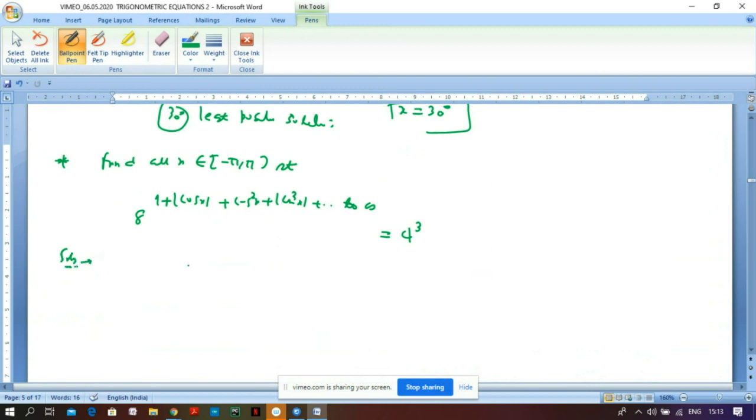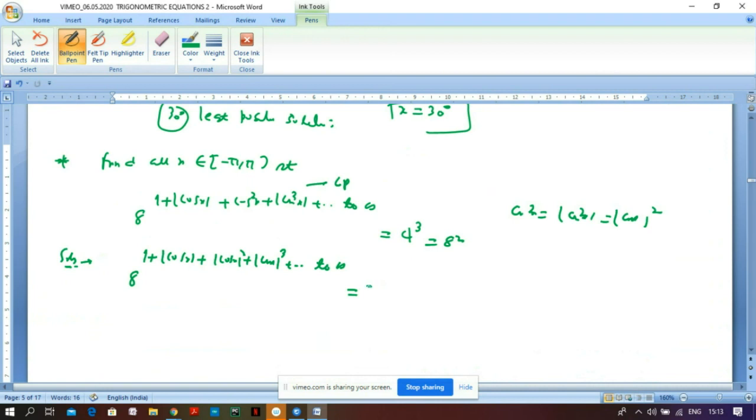So we'll write like this. We notice that this is a GP, because mod of cos square x is mod cos x whole square. So I can write this as 8 to the power 1 plus modulus cos x plus modulus cos x whole square plus modulus cos x whole cube to infinity, is 4 cube, which is 8 squared. So 8 squared. So you have 1 plus t plus t square to infinity is 2, where t equals mod of cos x.